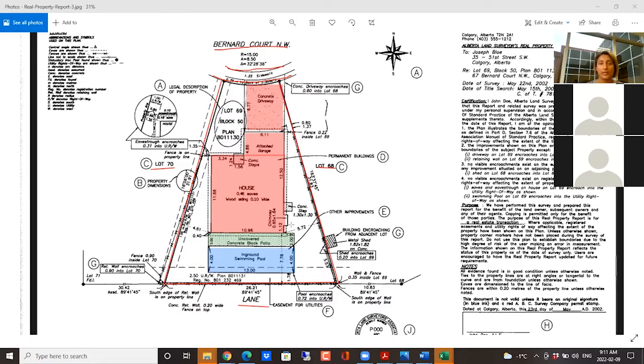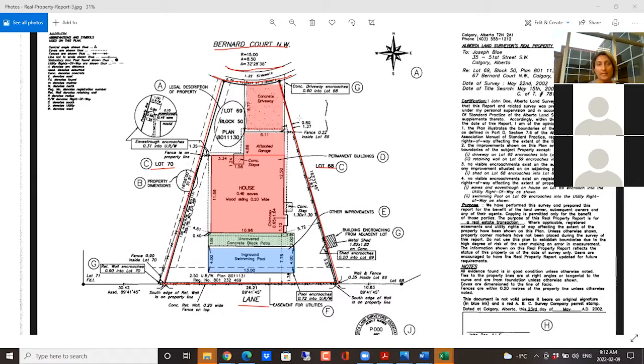In addition to that, it will also tell us if there are any issues with the property. This is why we have to make sure that we check the real property report. Any problems or boundary issues will show up on the real property report. So let's take a look at it.